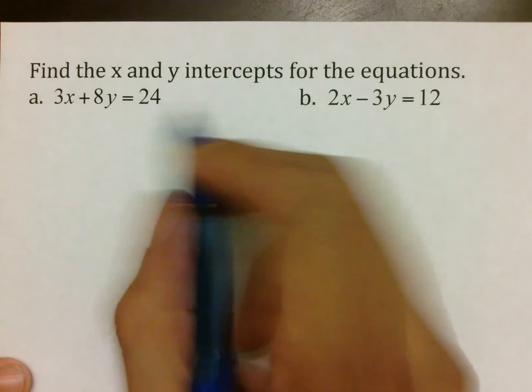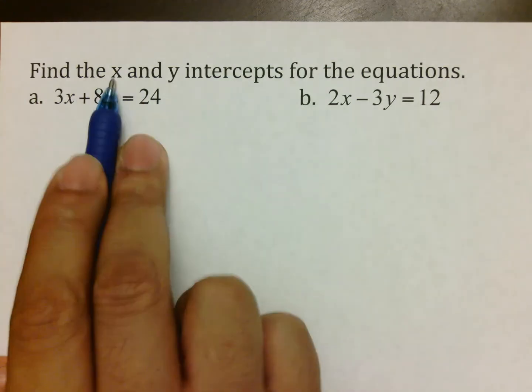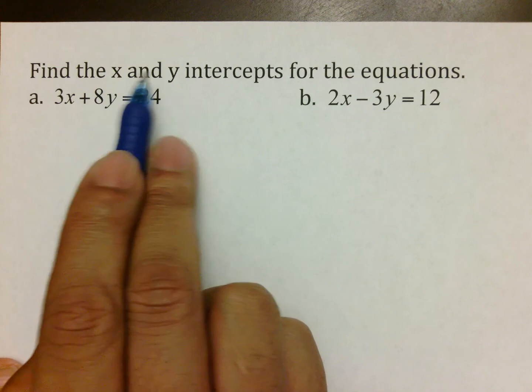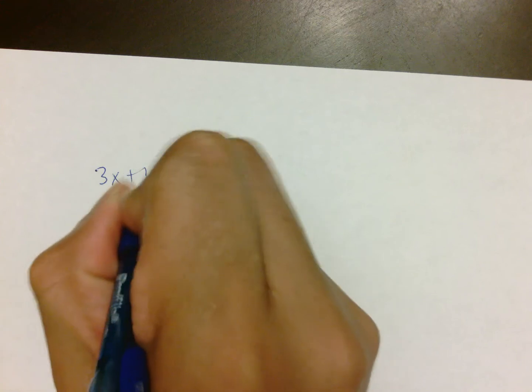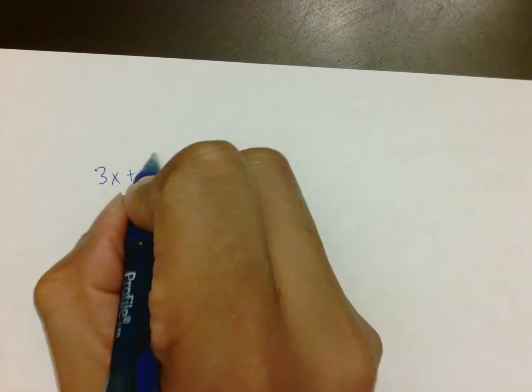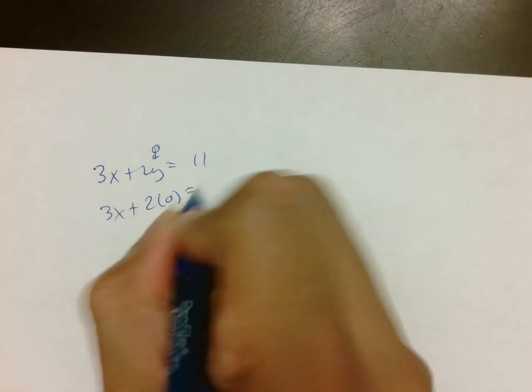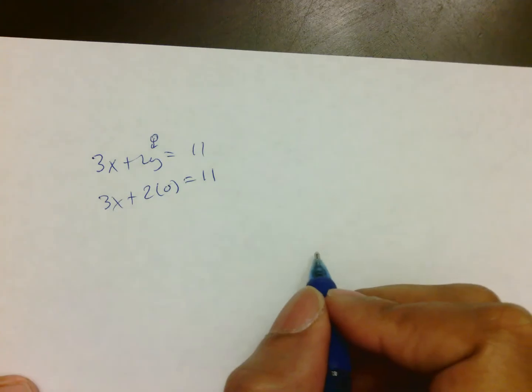X and y intercept. The thing about the x-intercept is that it's the number that results when you put 0 in for y. But what you have to understand is that whenever I have, let's say, 3x plus 2y equals 11, if I put a 0 in for y, that's what I end up with first.